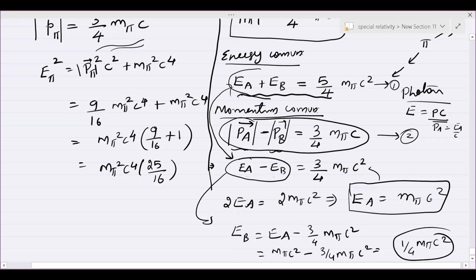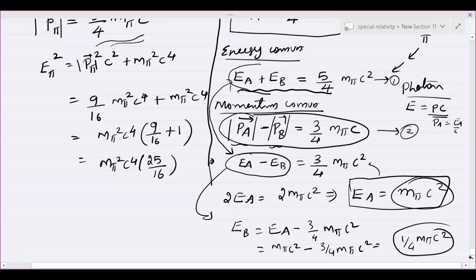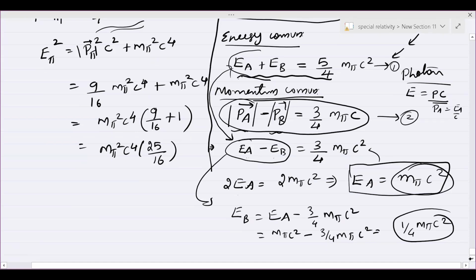So these are the energies of the photons, m pi c square and 1 by 4 m pi c square. All right. Now the only way to get used to these problems is to just look at these problems more and more. You just do more problems like this, and then you will get an idea about what equations we can use, etc.